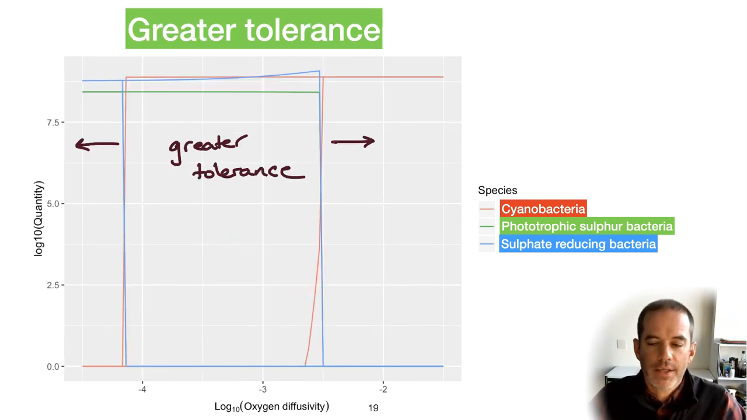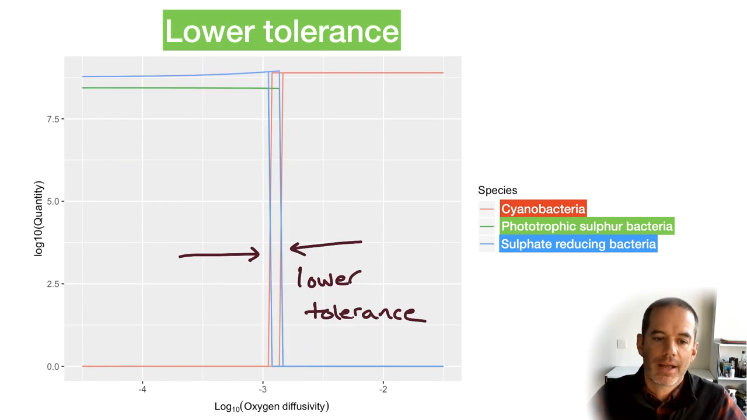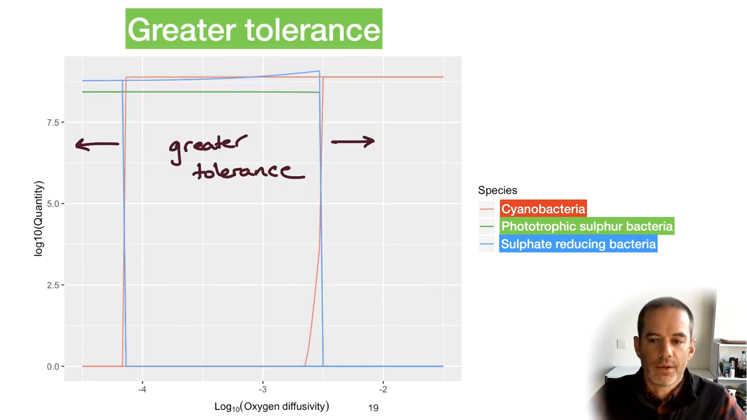Here's the answer. Greater tolerance increases the range of environmental conditions for which alternate stable states exist, and lower tolerance decreases that range. All right, the reason is, imagine we start with cyanobacteria at high abundance here with high oxygen. That's the only state that's possible. And as oxygen diffusivity decreases, there's less and less oxygen flowing in. Well, at some point here, there's not so much oxygen around and the sulfur bacteria start growing.